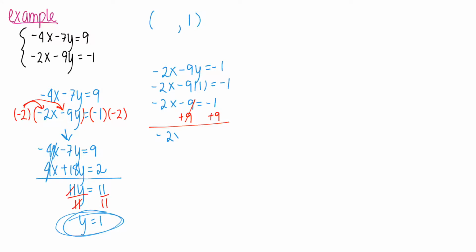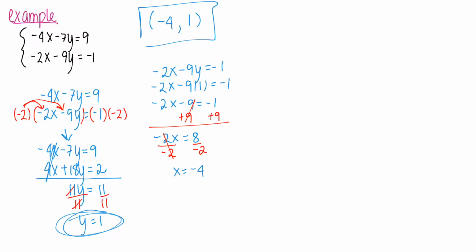Negative 2x, don't like that negative sign, negative 2x is equal to positive 8. Dividing both sides by negative 2. We'll get x is equal to negative 4. So the point negative 4 comma 1.